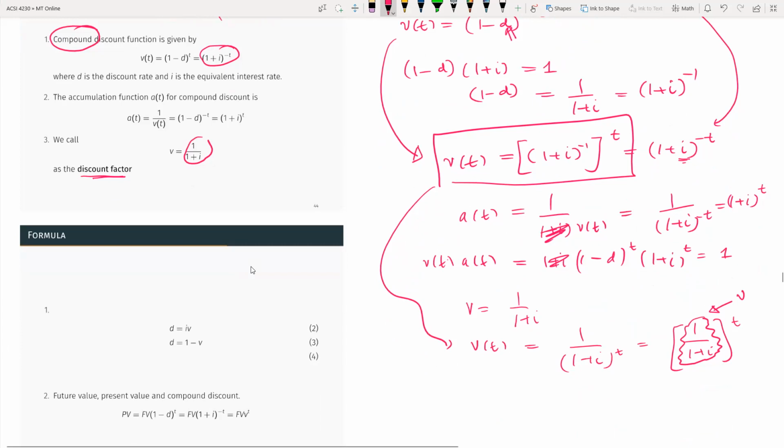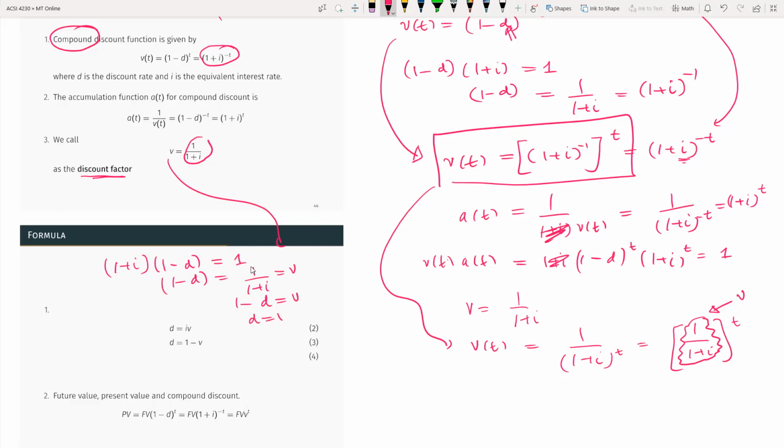So you can define a few formulas. The discount d equals i times v. How do we get that? You know that (1 plus i) times (1 minus d) equals 1. Then 1 minus d equals 1 over 1 plus i, which we define as the discount factor. So 1 minus d equals v, and that's basically d equals 1 minus v.